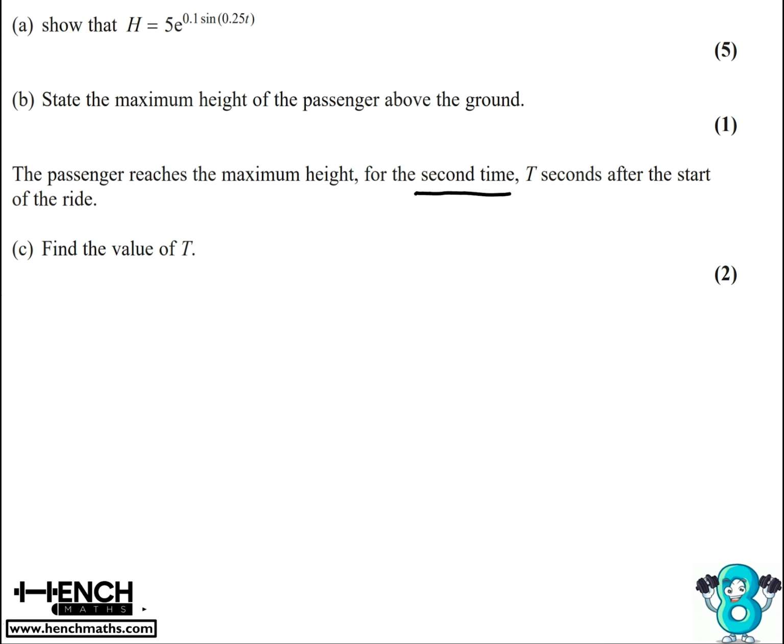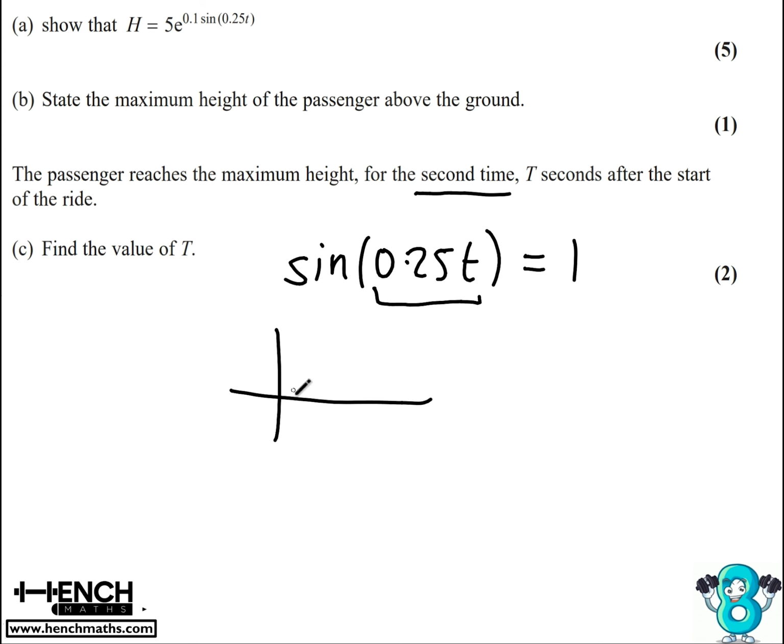The passenger reaches the maximum height for the second time, capital T seconds after the start of the ride. Find the value of T. So let's remember, when we were finding that first maximum, what we were doing is we were making our sine of 0.25t equal to 1. And then what you should realize, if you draw a sketch of just a regular old sine function, so it comes up, down like this, you get your maximum value normally at pi over 2 radians. It's really crucial we're doing calculus here. We're doing a differential equation. We need to be using radians. So this means that if 0.25t is equal to pi over 2, that would give you your first solution.